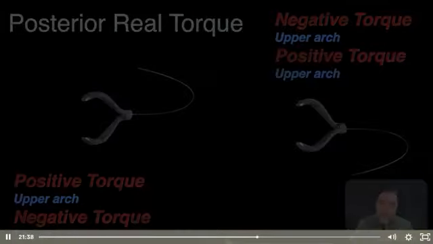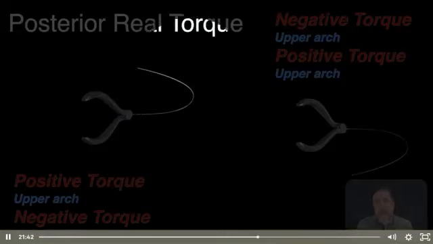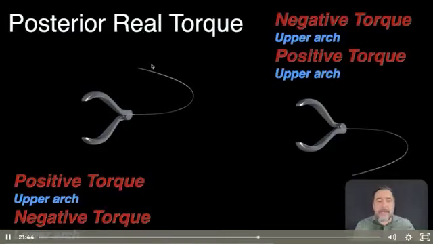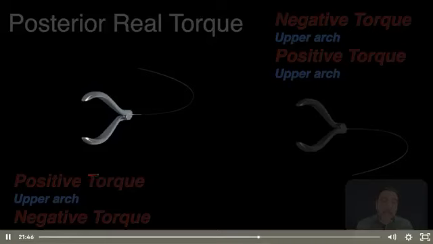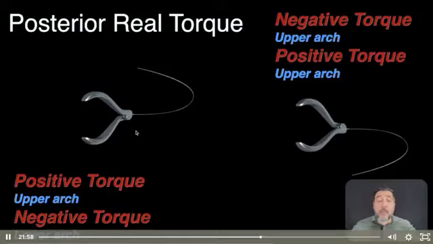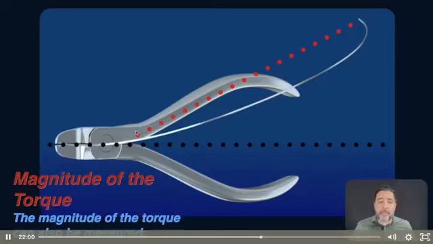So when we apply the posterior torque, the other tip of the wire in the posterior segment needs to pass not in the center of the pliers, but with an angulation in relation to the center of the pliers, up or down, and this is what we call the real posterior torque.